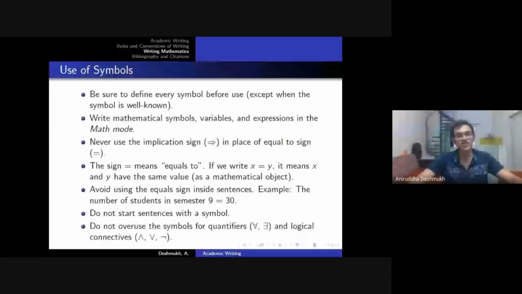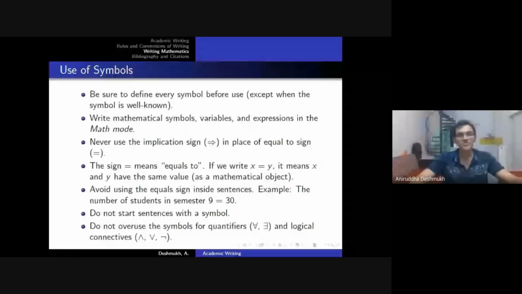The third common mistake which we all make is the use of the implication sign, given by an arrow, in place of the equals sign. Notice that the implication sign is used to denote that if so and so happens, then the other thing also happens. While the equals sign means that the left-hand side and the right-hand side are exactly the same. They have the same value as a mathematical object.